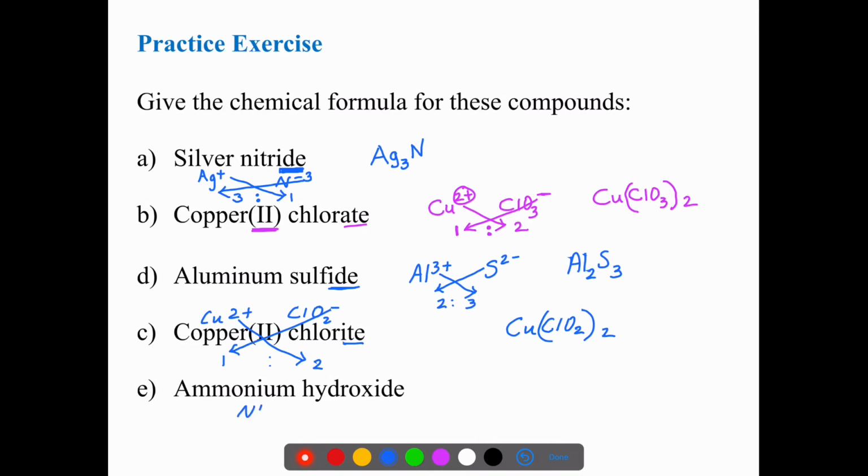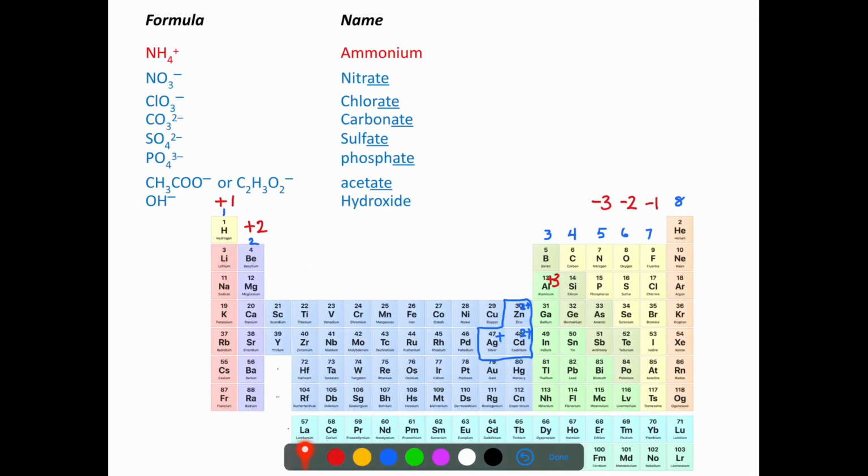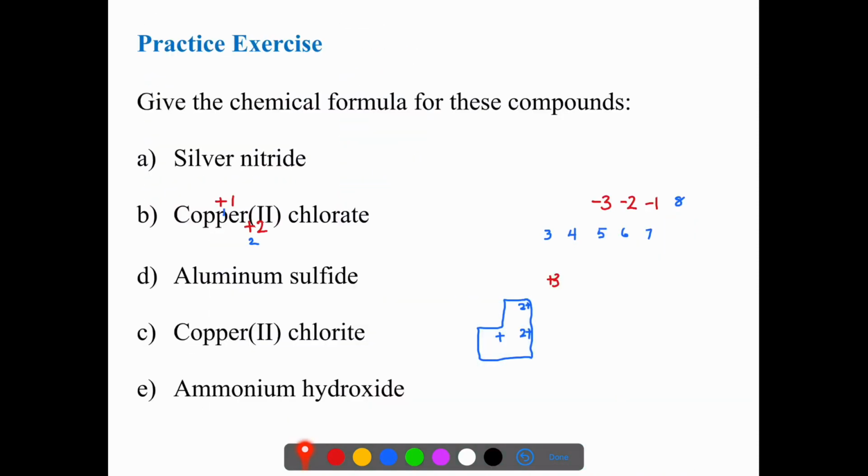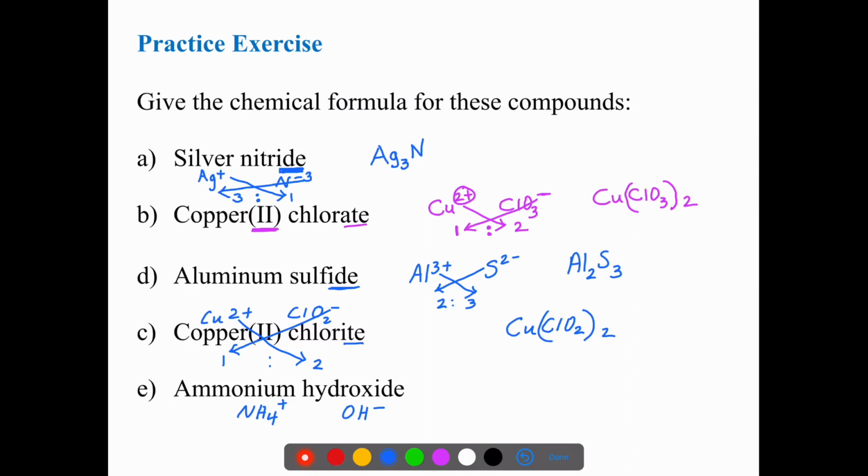Ammonium hydroxide. Ammonium is NH4 plus. It's one of the polyatomic ions you have to memorize. Hydroxide is also a polyatomic ion you have to memorize. Even though it's ending with ide, it has hydrogen and oxygen in the name. So this is polyatomic, one of those that you have to memorize. So ammonium hydroxide, if you crisscross, it's just 1 to 1. So 1 ammonium and 1 hydroxide.